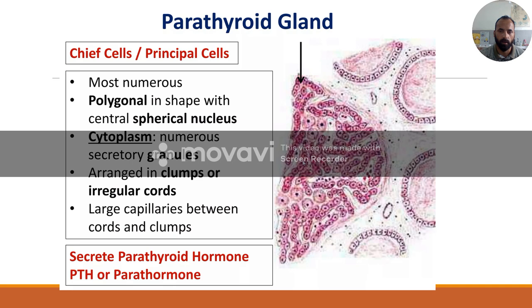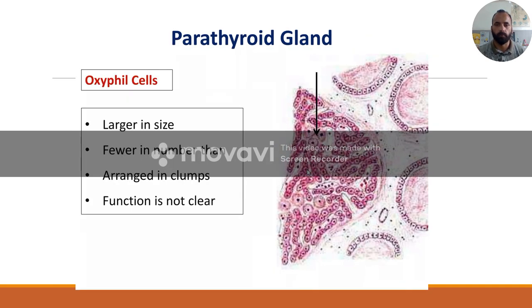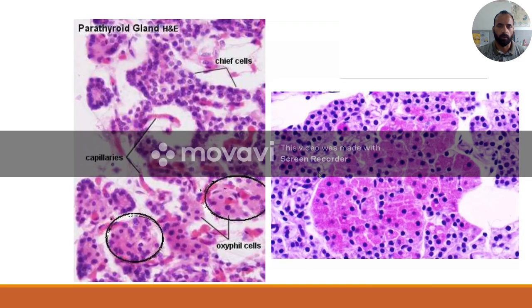You can see the cord here, and here it will be a clump. So they are arranged in irregular cords or clumps, and they secrete the hormone parathyroid hormone, or parathormone. The oxyphil cells are larger compared to the chief cells. They are very few in number, and they are arranged in clumps. For their function, you can refer to any physiology book.